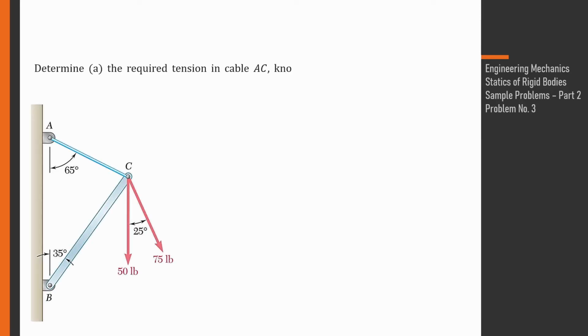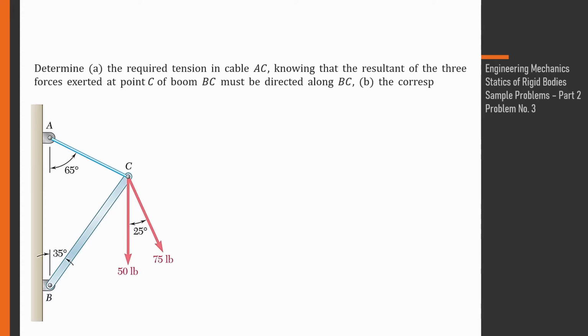Determine first the required tension in cable AC, knowing that the resultant of the three forces exerted at point C of boom BC must be directed along line BC. And the corresponding magnitude of the resultant. So first, we're going to need the tension for cable AC, and then the resultant of the three forces must be directed along member BC or along boom BC.